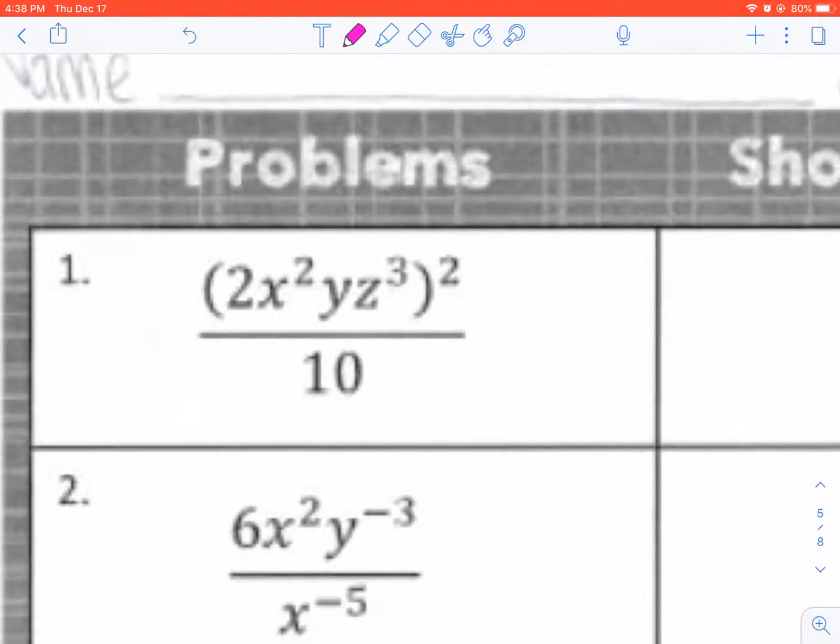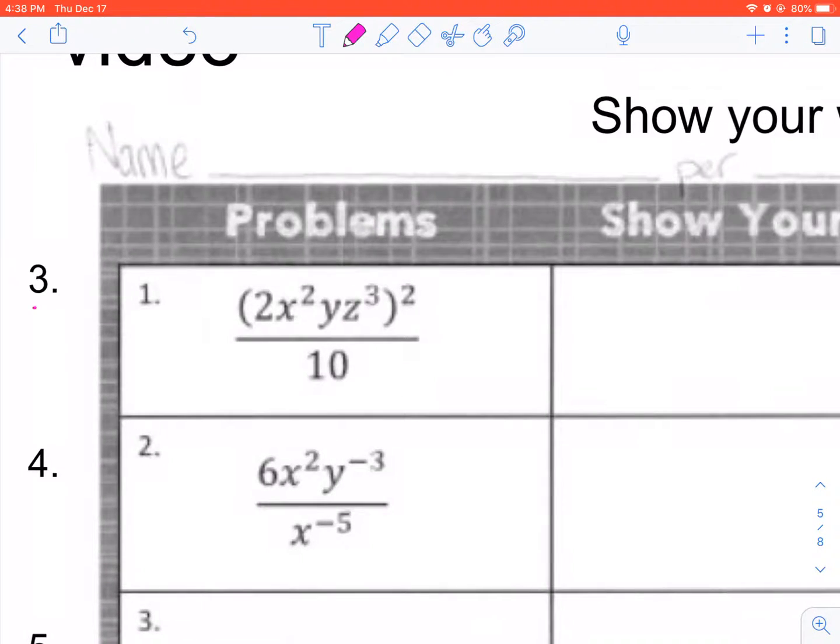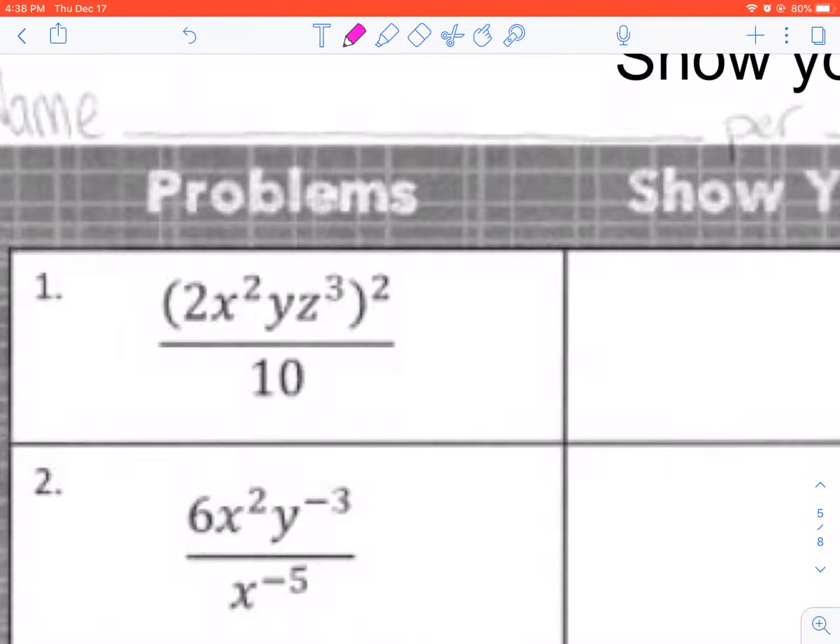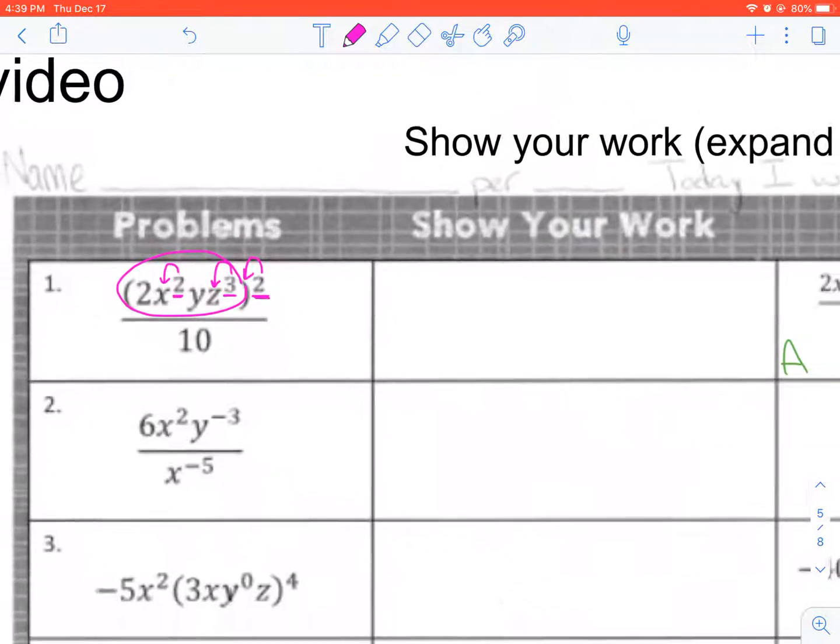So again, this is slide number 3. We're going to go through and find who has the power. We have a power of 2, and the power of 2 goes with this X. We have a power of 3, and the power of 3 goes with the Z. And we also have a power of 2, and the power of 2 goes with the parentheses. That means everything in the parentheses is going to be recopied again.